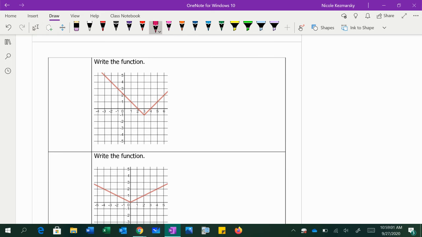Next example, we're going to start with the vertex. And that vertex looks like it's at 3, -1. Then we're going to also look at the slope. And it looks like we go up 1, right 1, up 1, right 1, up 1, right 1. So I made a little staircase there. And that's 1/1, which is 1.